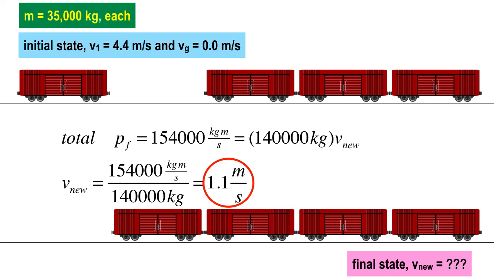I just answered that on the other side of the room. It comes from the fact that you have a string of boxcars down below, the final state. They're all moving off together. They're hooked together. That's how boxcars work. They come in and hook together, and now they're moving off together. That's just 35,000 kilograms times however many boxcars are hooked together. Yeah, you hook another one on there.